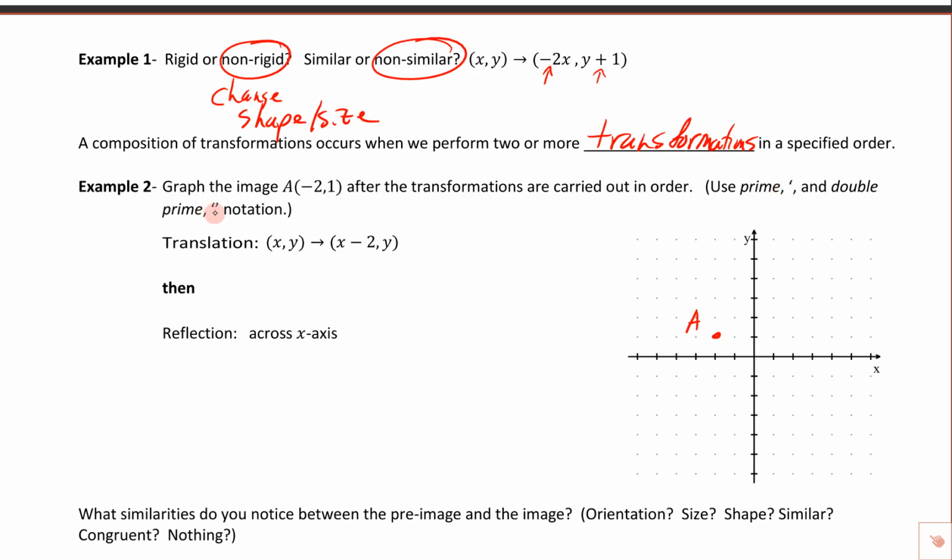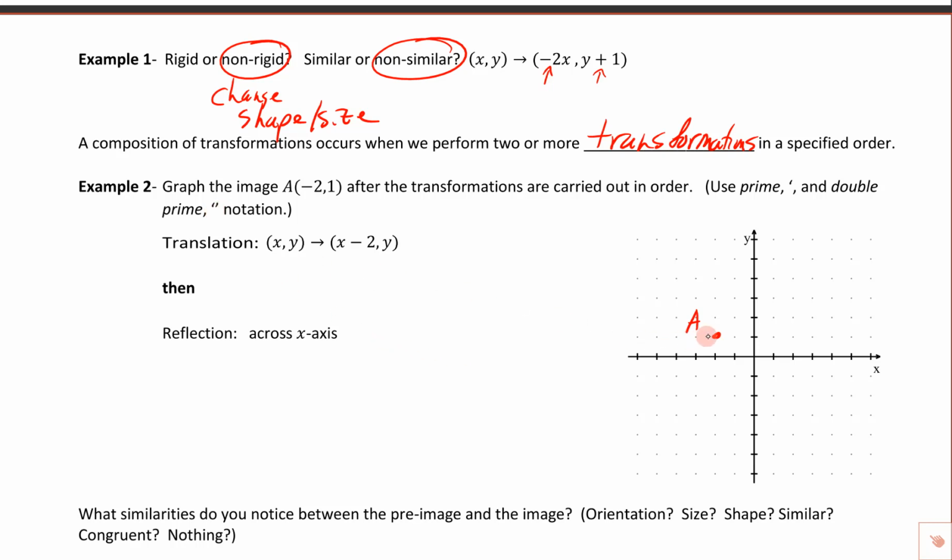And then if we put 2 of them on there, that means we did 2 things to make 2 new points. So we kind of go through the process. If we get 1, we only do 1 prime. If we do 2 transformations, we do double prime is what we call it. If we did 3, we'd have triple prime and so forth.